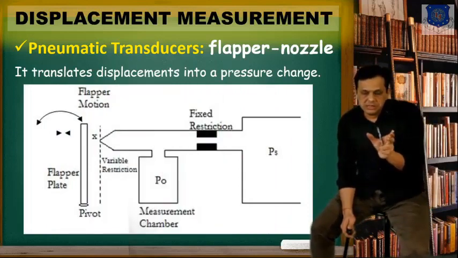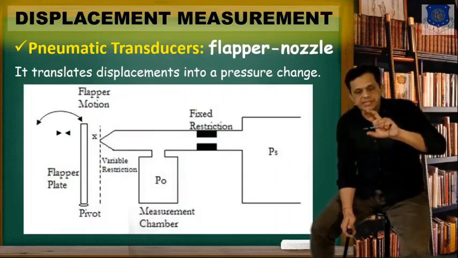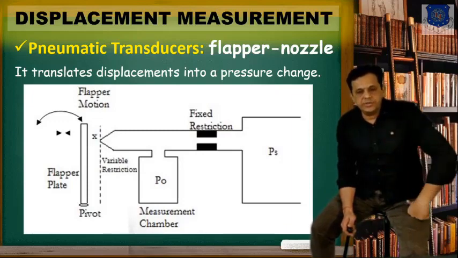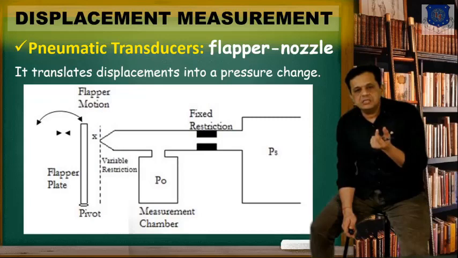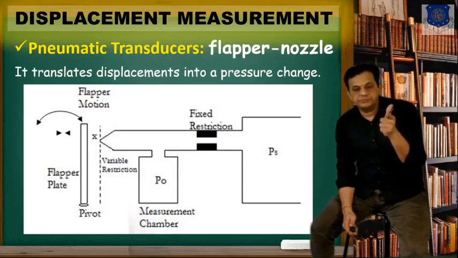Now the diagram is a little bit modified by 90 degrees. Here you see the flapper plate. You can see the X distance between the nozzle and the flapper. Now the flapper is pivoted at one place, and one end is connected with the object. Okay. The rest of the things are the same.